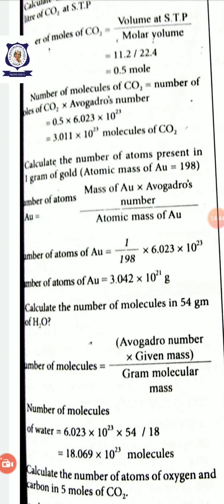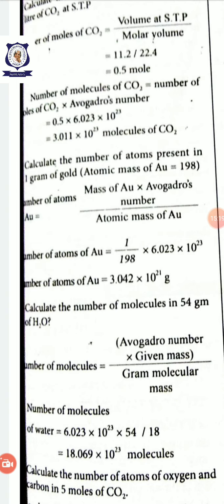So 54 by 18 gives number of moles. Then you multiply with Avogadro number, that is 6.023 into 10 power 23. Is it clear now? While you are calculating number of molecules, first we must know the number of moles. What is the formula to calculate mole when we know the value of mass? Mass by molar mass. What is the mass? 54. Molar mass of water is 18. So 54 by 18 into Avogadro number gives the number of molecules.